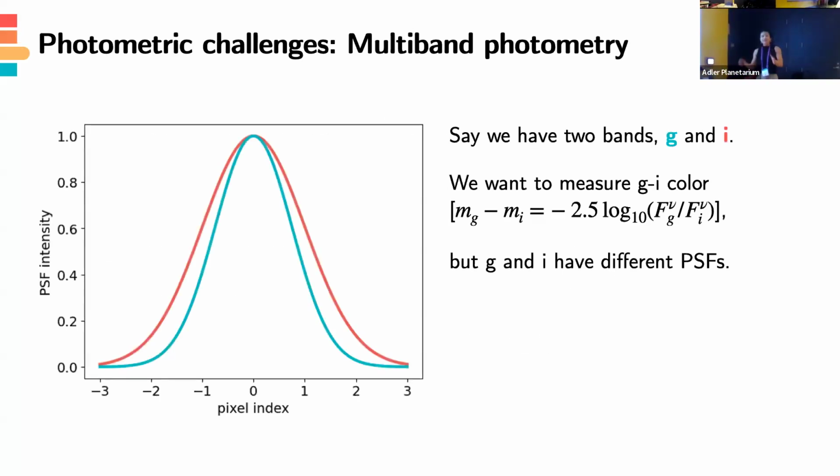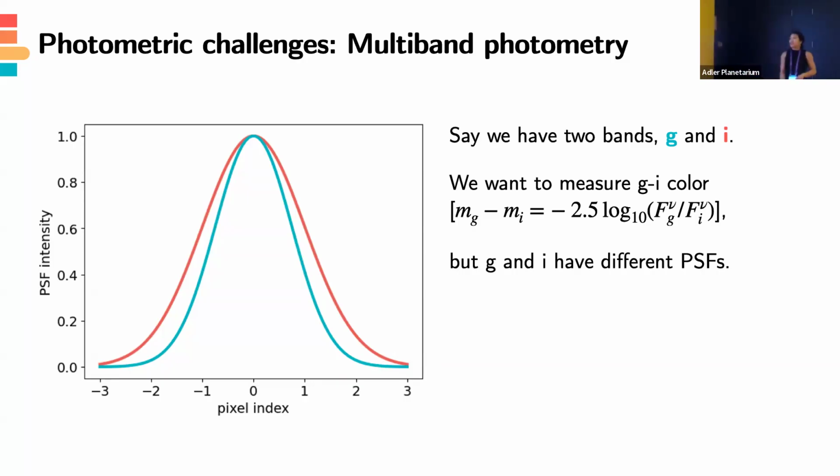Okay, so now that we've talked about image segmentation and trying to figure out where the objects are, let's talk a little bit about actually measuring photometry from these objects. So multi-band photometry, let's say we have two bands, G and I, and here I'm showing a slice through their PSFs, so this is pixel index versus PSF intensity. Let's say the G band has slightly better seeing, right? So its PSF is narrower with respect to the I band.